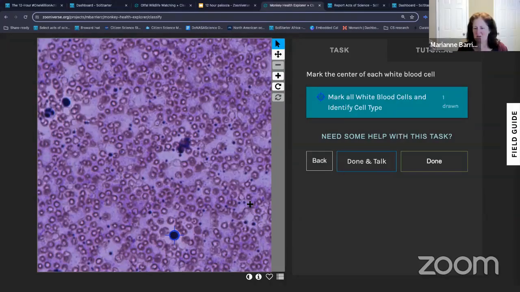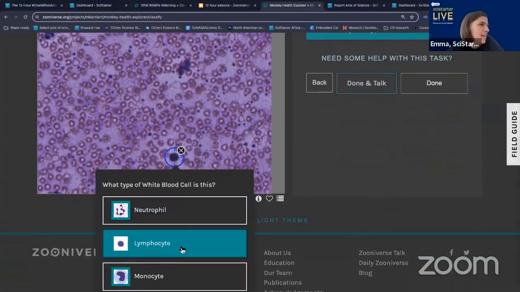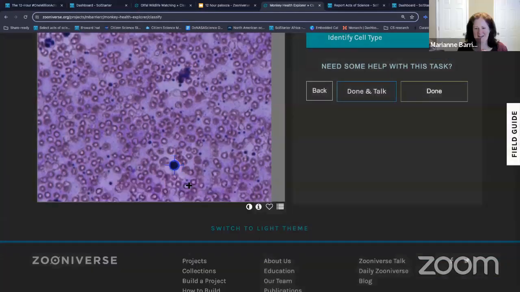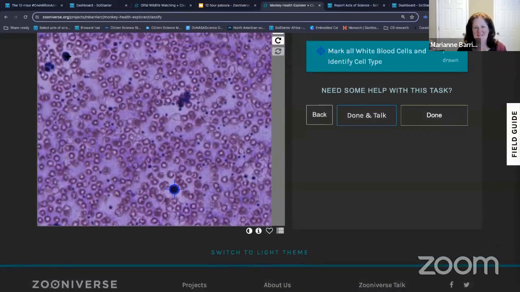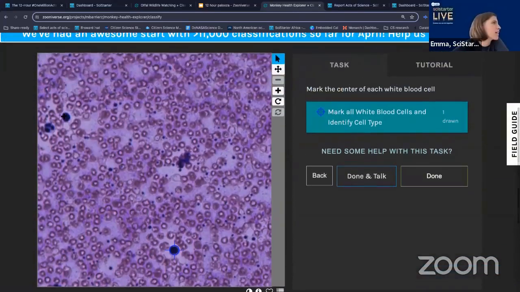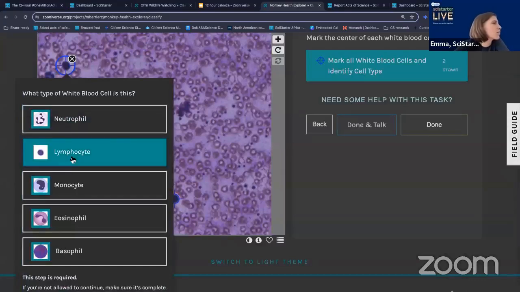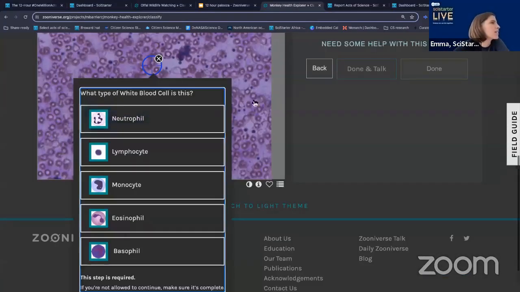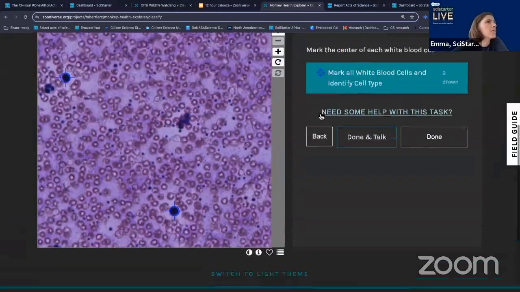Yes, you did that one. What did you put as that one? I think you did it right. Yes, you chose lymphocyte. Yes, very good. And then I thought I saw, is this another lymphocyte? Yes, it is.